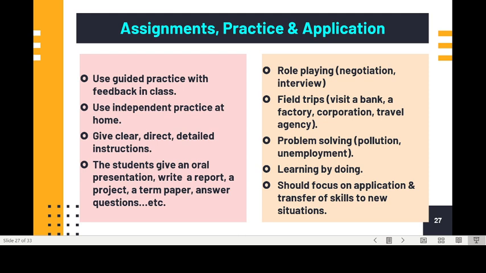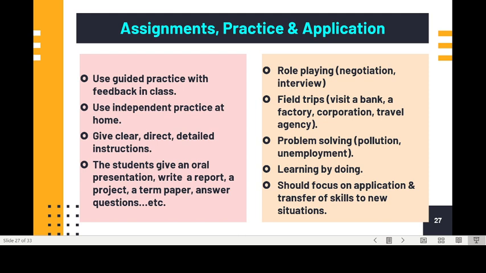Give clear, direct, detailed instructions. You have a variety of assignments. You can give different types. For example, students can give an oral presentation. They can write a report. They can participate in a project, write a term paper, answer questions.